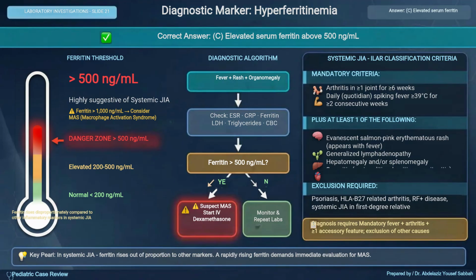If ferritin exceeds 500, suspect macrophage activation syndrome and start intravenous dexamethasone. The International League of Associations for Rheumatology classification criteria for systemic juvenile idiopathic arthritis require mandatory fever plus arthritis plus at least one accessory feature, with exclusion of other causes.